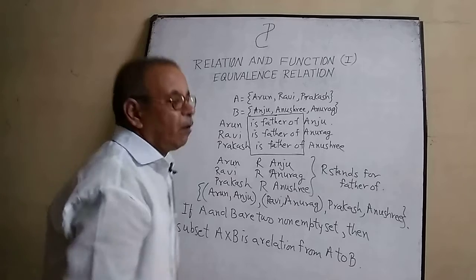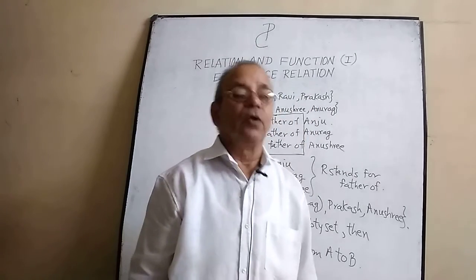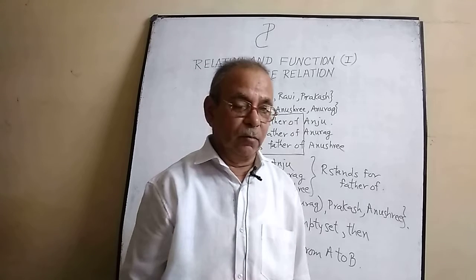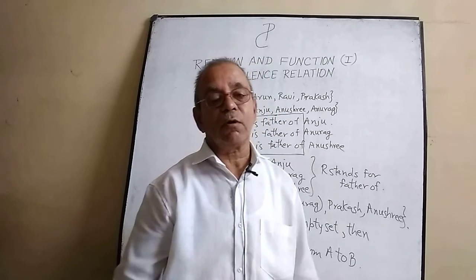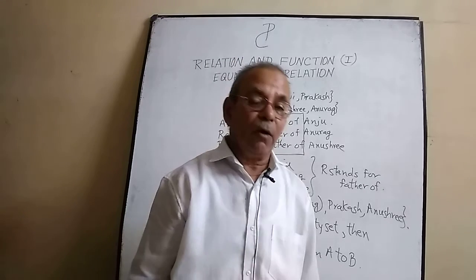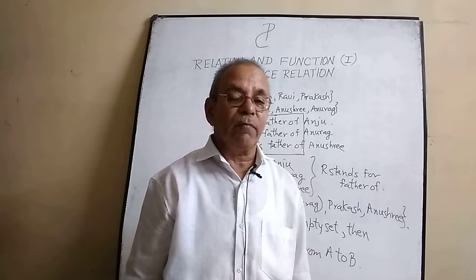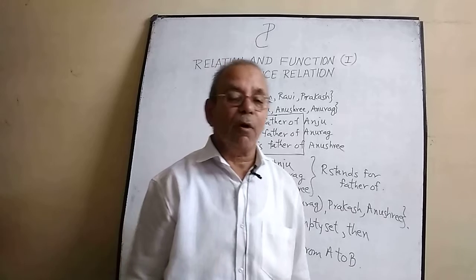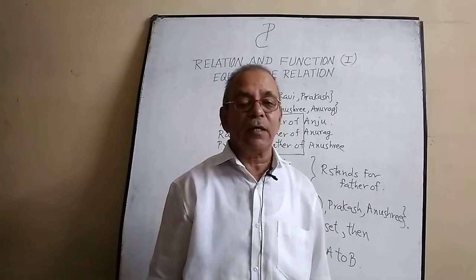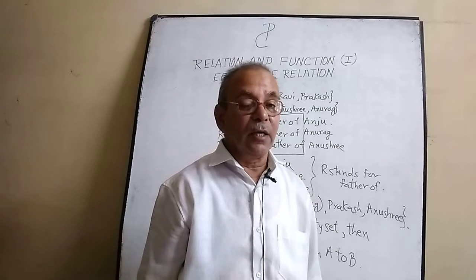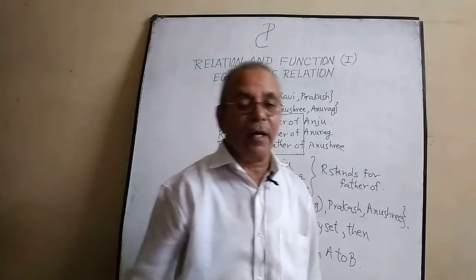There are a number of types of relations. Empty relation has no element in A cross B. If A cross B is a subset of itself, it is called the universal relation. We also have the identity relation. And similarly, we discuss a most important relation, that is the equivalence relation. This equivalence relation contains three other relations: reflexive, symmetric, and transitive.